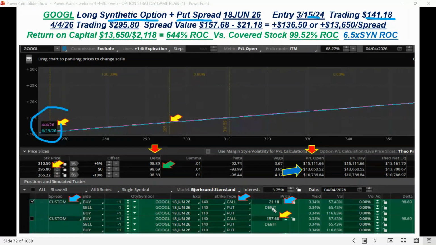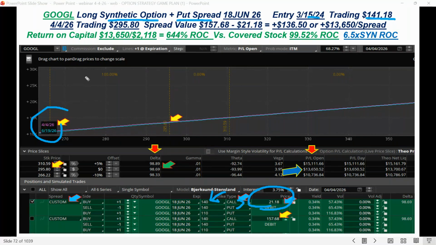Now, if you did this, this is being long the synthetic call with the put below it. So you're long this structure here, a synthetic option, where I set that up. It was traded at 141.18. Did the synthetic with the price of 140 bucks plus the downside put bought against it, the 110 put. So the cost of this was $21.18 per option contract.